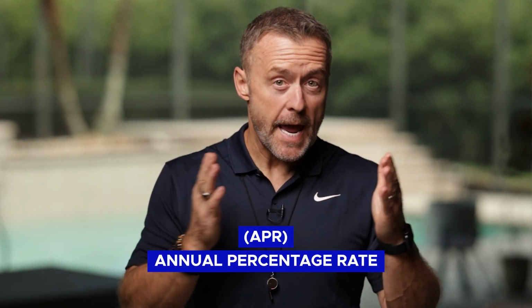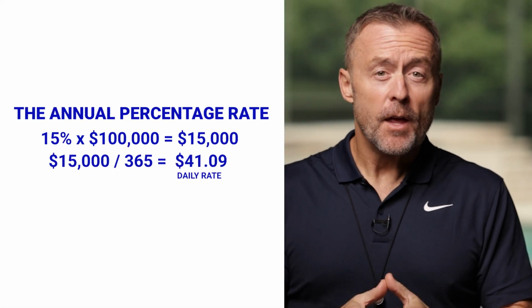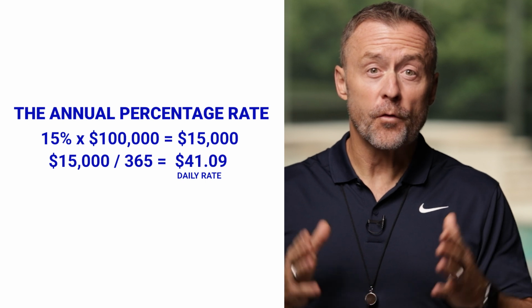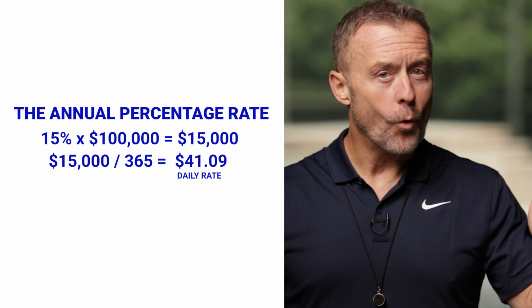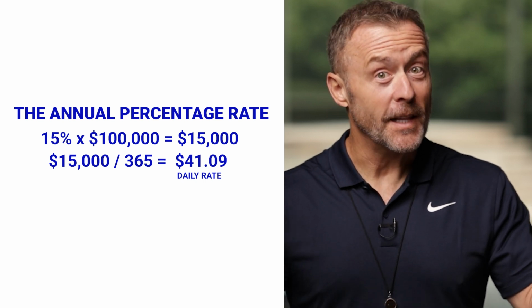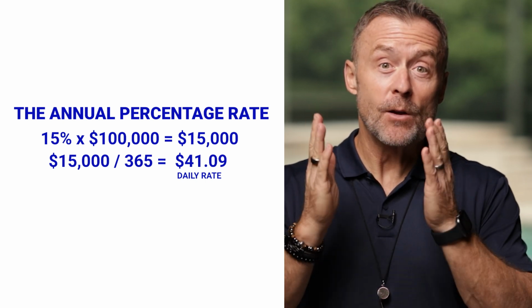If you're paying 15% on a $100,000 loan, essentially what they do is they say, well, for the year, so it's an APR rate, annual percentage rate, 15% on $100,000 is $15,000 for the year. They'll divide that by 365, or 366 if it's a leap year, and that will give you the daily rate. And every day that you have the money in that given month, that's how much interest you're going to pay in that month.